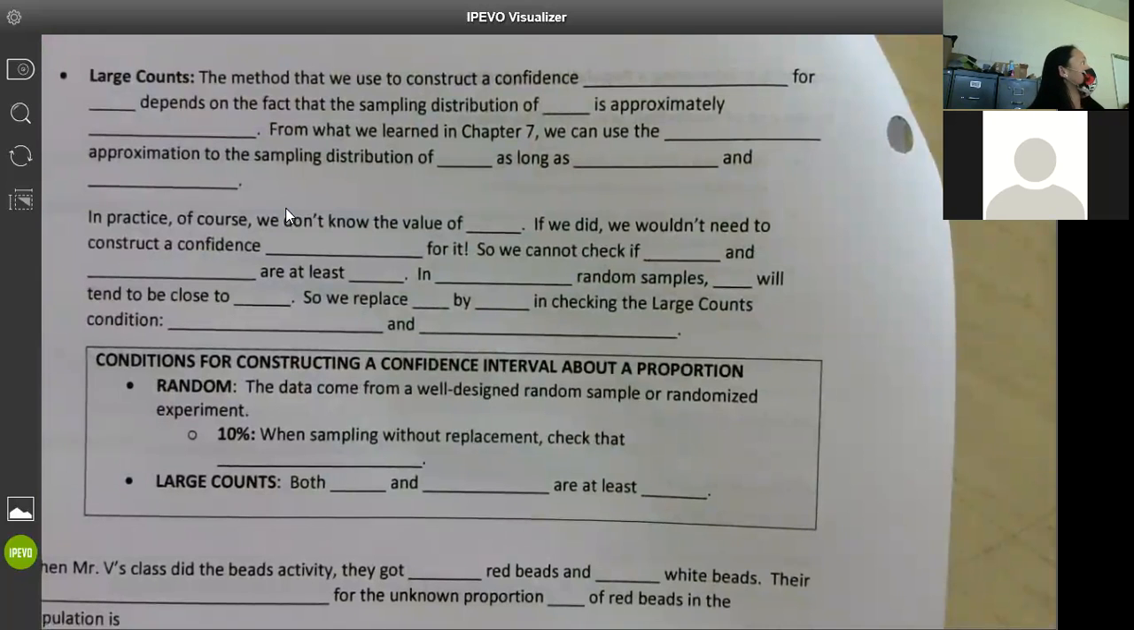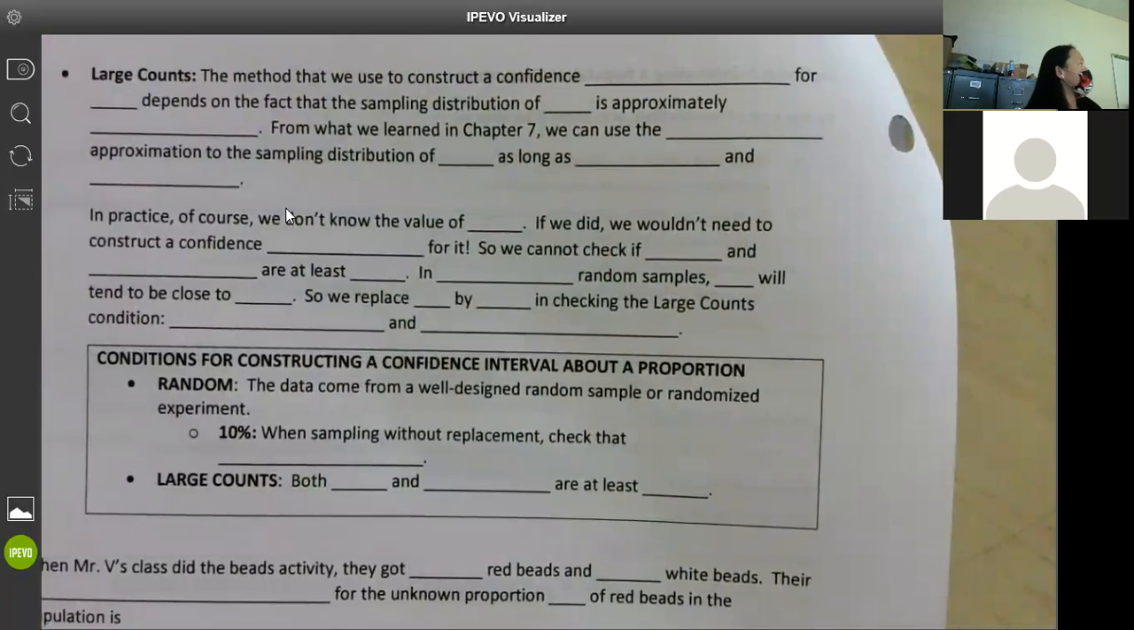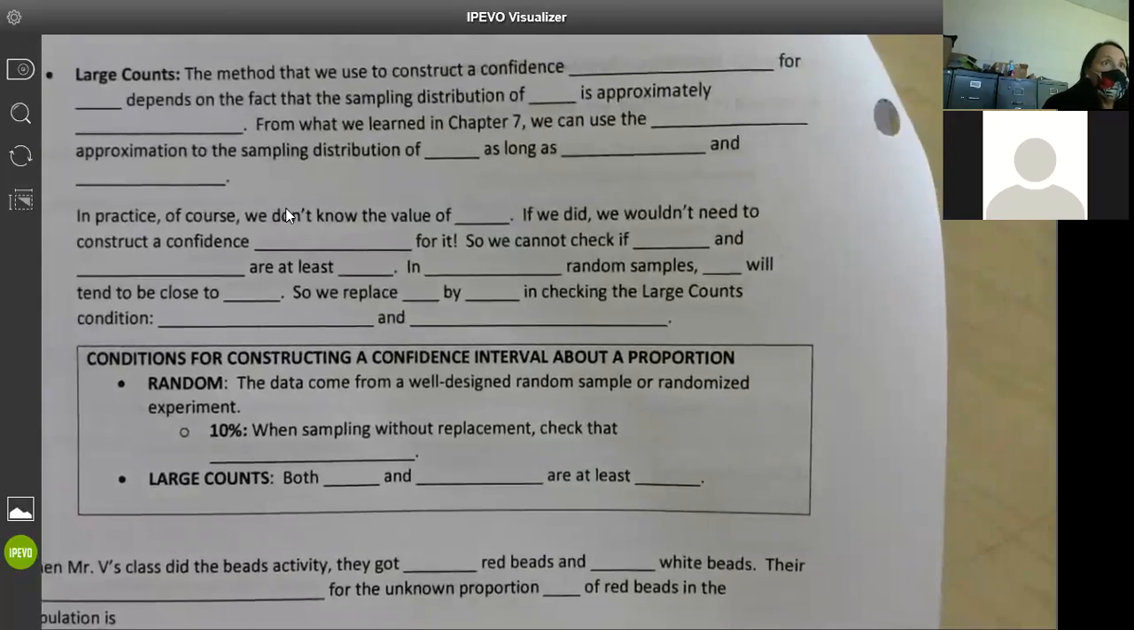Yeah, and the reason is because we want to make sure that they are independent. They aren't, because we don't replace. So if you're taking an SRS of people, you're not replacing. That is not independent, so you've got to do the 10% rule to override that missing independence. The last thing that you're going to do is large counts.